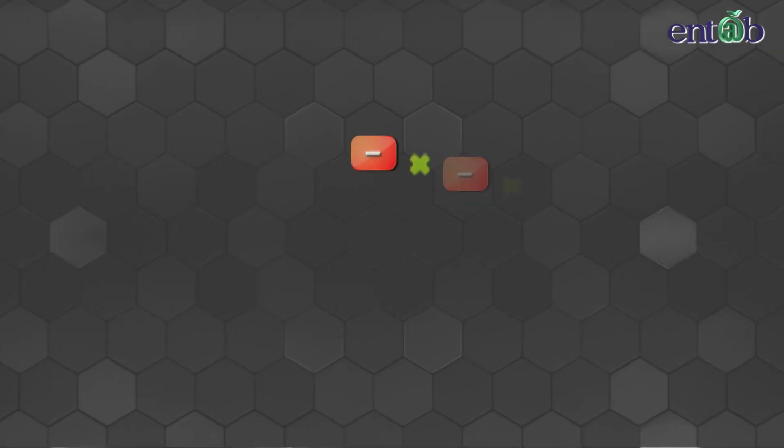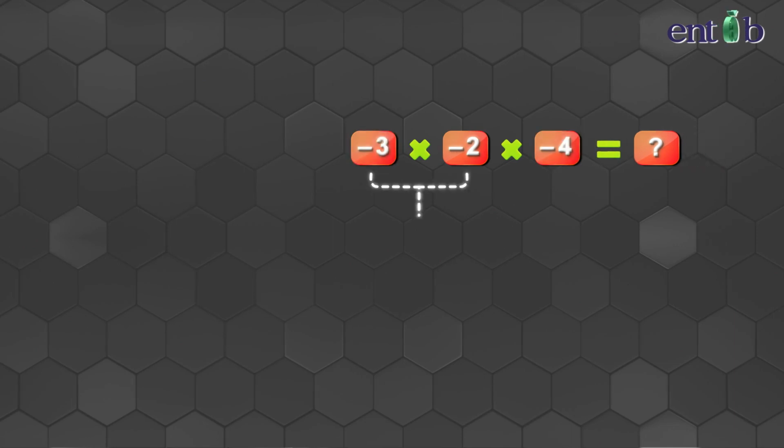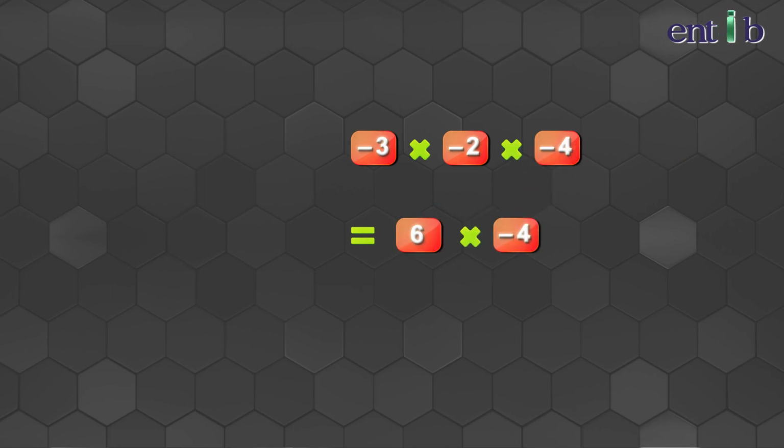What if we are multiplying more than two negative integers? Let us check with some examples. Consider minus 3 multiplied by minus 2 and minus 4. You already know that negative 3 multiplied with negative 2 gives 6 as the product. Further, 6 multiplied with negative 4 gives negative 24 as the product.